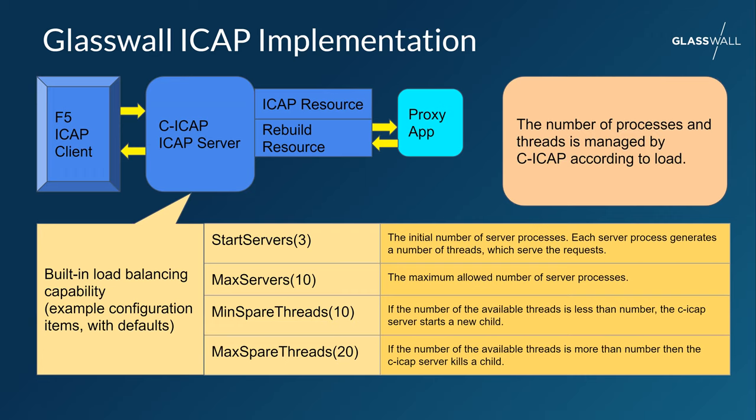The Rebuild resource itself is a library that fits into the C ICAP server. It effectively provides a plugin framework, and we're developing the plugin that fits into that. The Rebuild resource is co-located with the ICAP server, because it's just a shared library that has to be on the same machine for the server to pick it up. And likewise with the proxy app, at the moment it's running as an application, and the configuration is a file location in the ICAP resource configuration. So it's co-located with the ICAP server.